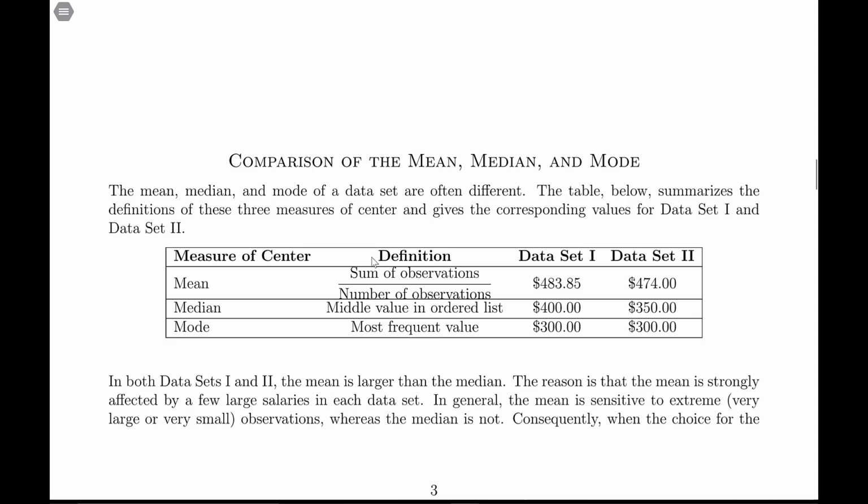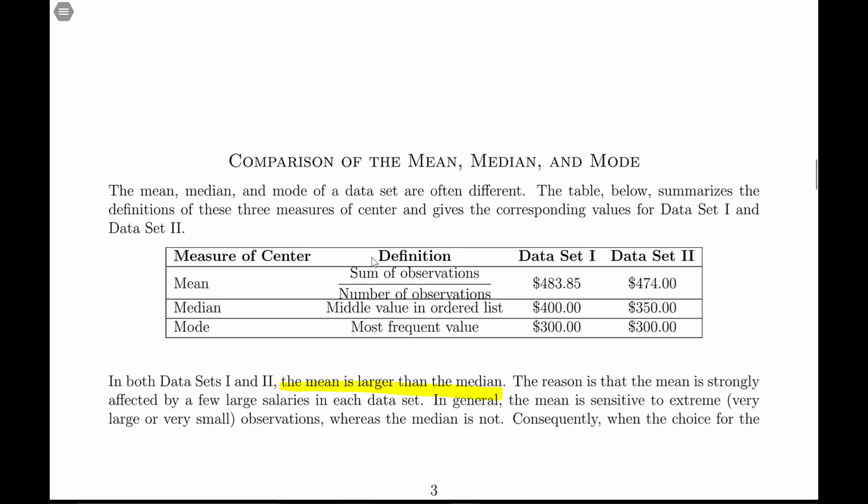Here in the first data set, we see that the mean is larger than the median in both cases, in data set 1 and data set 2. The reason is that the mean is strongly affected by a few larger salaries. So the mean will be pulled in one direction or another. If we have a lot of small values, then it'll be pulled towards those smaller values. If we have a lot of large values, then our mean will be pulled towards those larger values.